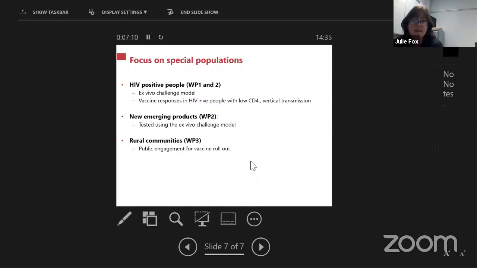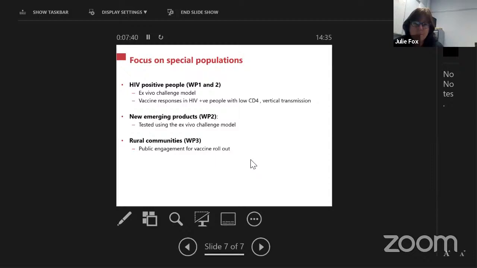For this session, I just wanted to highlight the special populations we're focusing on. One is HIV positive people in the ex vivo challenge model to look at susceptibility. And we're also going to look at vaccine responses in people with HIV with low CD4 counts, as vaccine studies to date have focused on people with a CD4 count above 200. We're also looking to test emerging products using the ex vivo challenge model in work package 2.